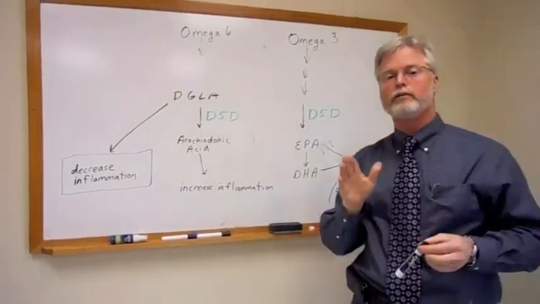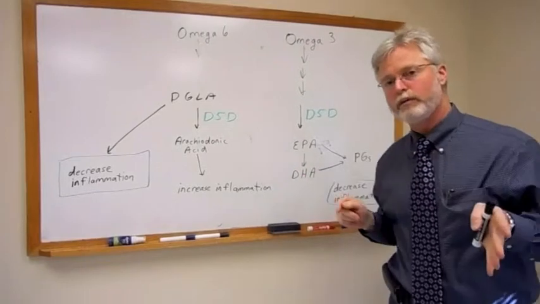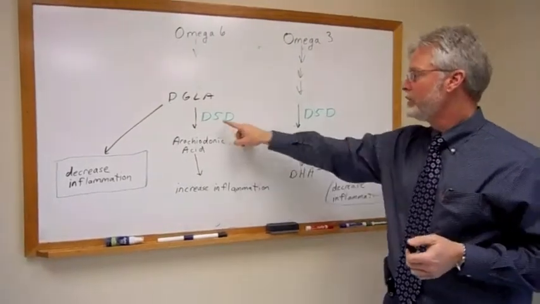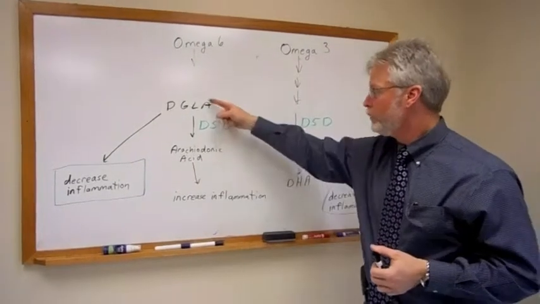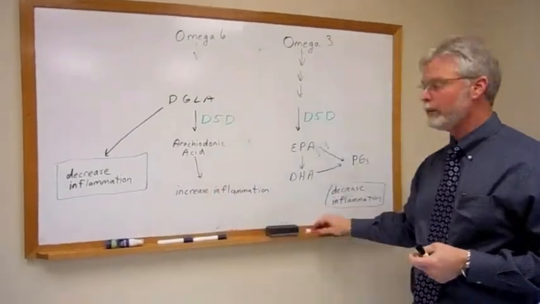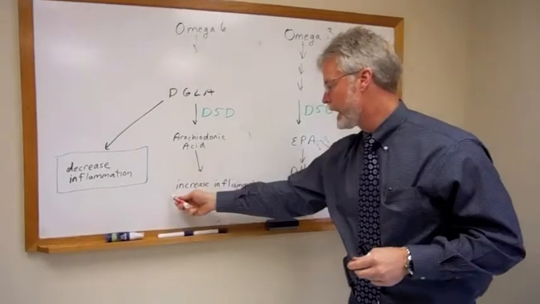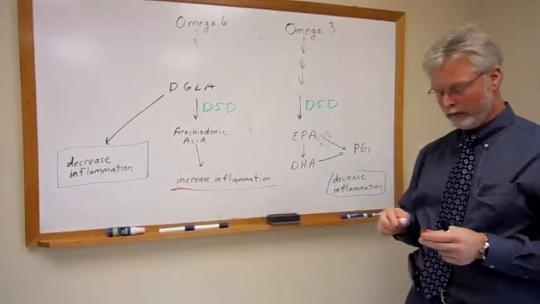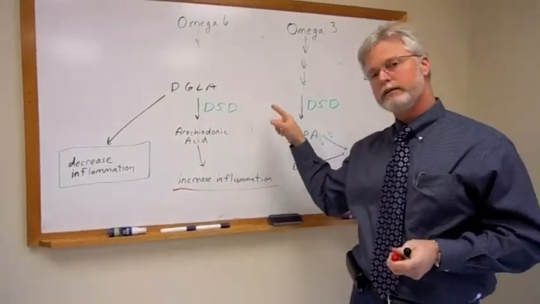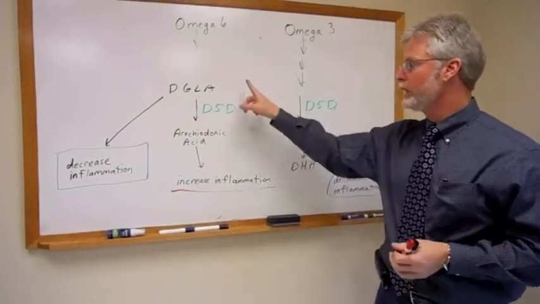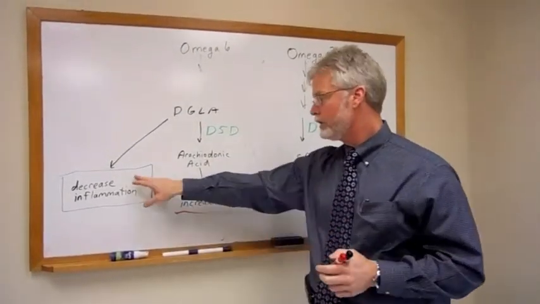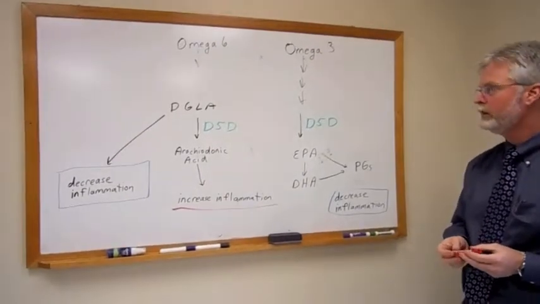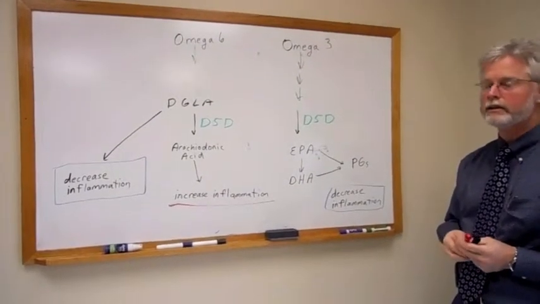And then there's a fork in the road. And this is a really important fork. If there's a lot of delta-5 desaturase around in the body, it will go down and increase inflammation via arachidonic acid. We don't want that. If there's not a lot of delta-5 desaturase around, it will actually go to more prostaglandins that are good for us, that decrease inflammation. So here's where the linchpin is.